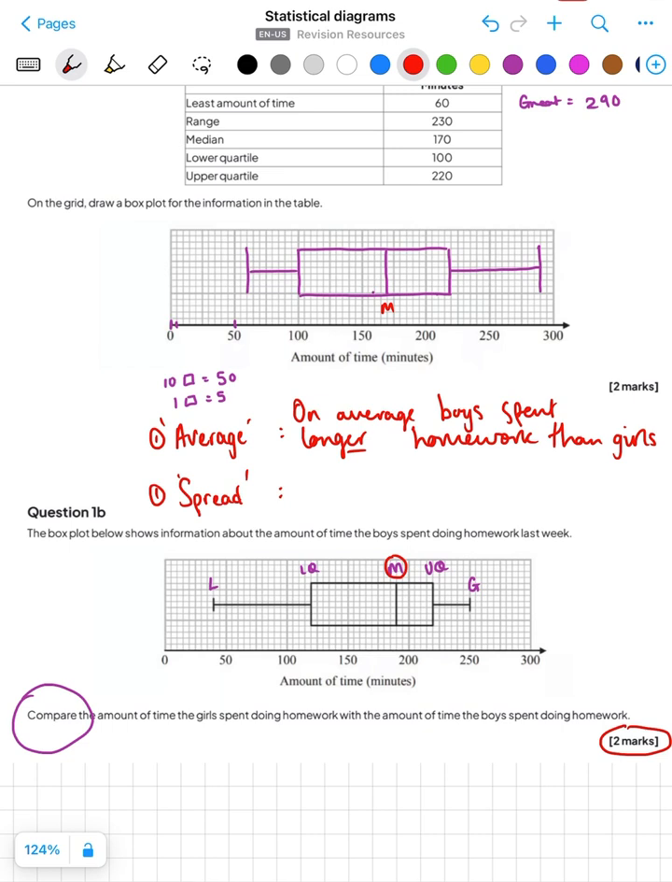Then we're talking about the spread. Now, to visually see the spread of data, we're looking at the interquartile range. Visually, the interquartile range is how wide your box is. We can see that the girls had a wider box. This meant that the girls' time doing homework was more spread out or more inconsistent than the boys. Or we could say that the boys spent a closer amount of time, or a closer consistency in time doing their homework.